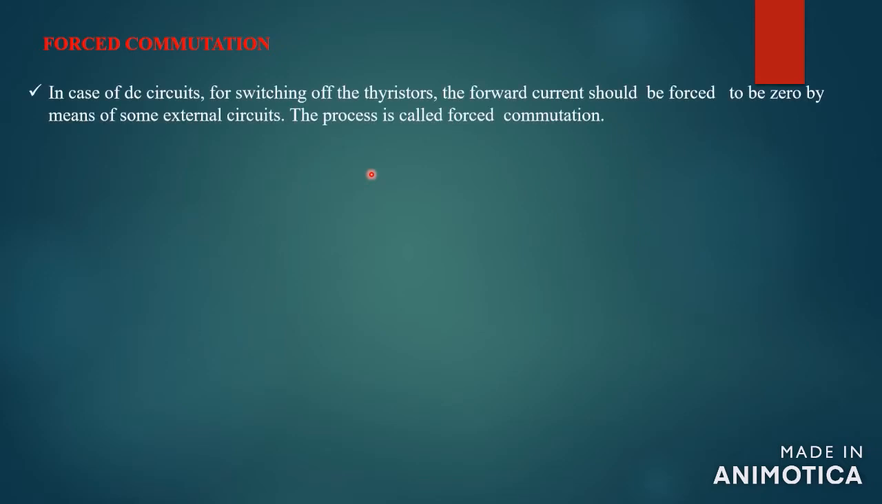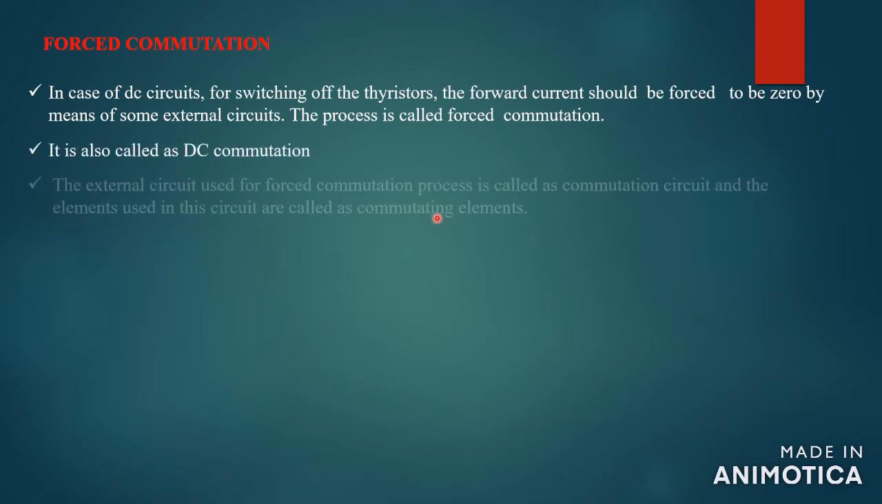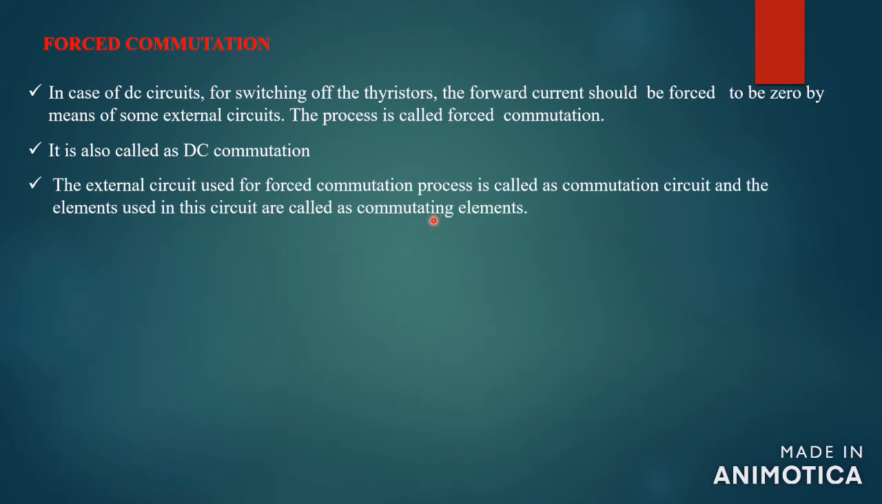Now we will see forced commutation. In forced commutation, the current through the SCR is forced to become 0. It is used in DC circuits. The forward current should be forced to 0 with the help of some external devices or circuits. So it is also called DC commutation. The external circuit used for this purpose is defined as a commutation circuit, and the elements employed in such circuits are called commutating elements. Usually inductances and capacitances are used. Either capacitance or the combination of inductance and capacitance can be used for commutating the SCR.